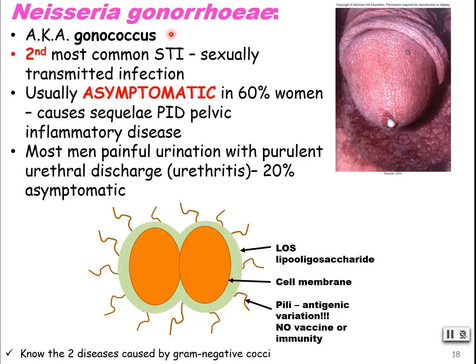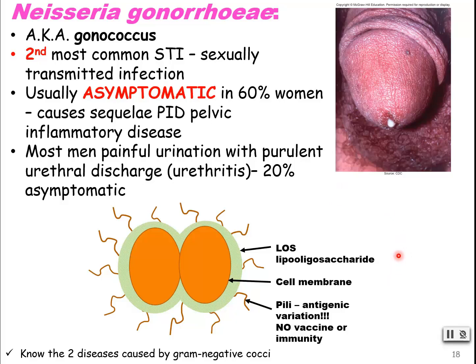It is number 2, the second most common sexually transmitted infection. It is usually asymptomatic, which is why they changed it from STDs, diseases, to STIs, infections. It is asymptomatic in about 60% of women, and we'll talk about complications, the sequelae, such as pelvic inflammatory disease. It is more commonly symptomatic in men, causing gonococcal urethritis and purulent discharge, which usually causes a man to go to the doctor and get tested, and then he's going to get treated. So it's asymptomatic in about 20% of men.